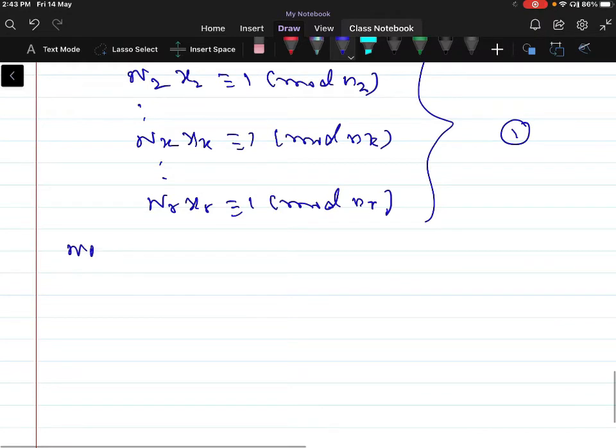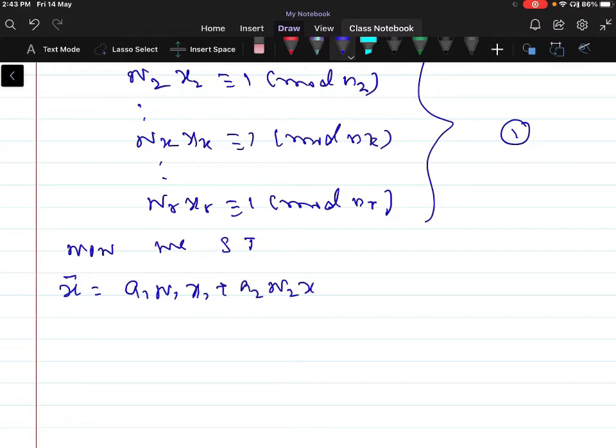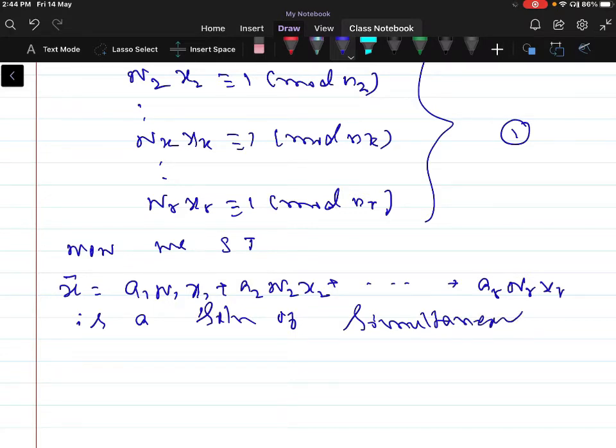So now we show that x bar is equal to a1 into capital N1 x1 plus a2 into capital N2 x2 and so on plus ar into capital Nr xr is the solution of the simultaneous linear congruences, where a1, a2 and ar are the remainders of the given system of linear congruences.